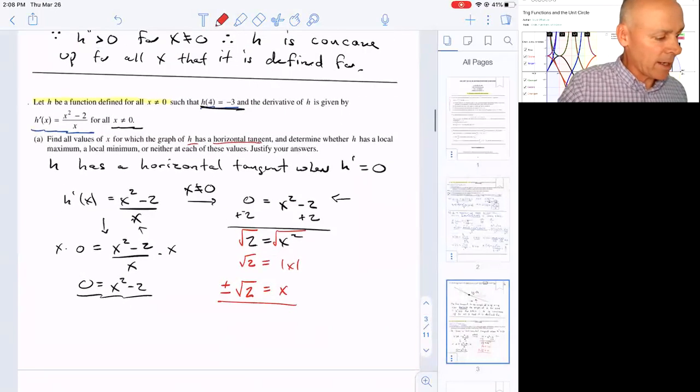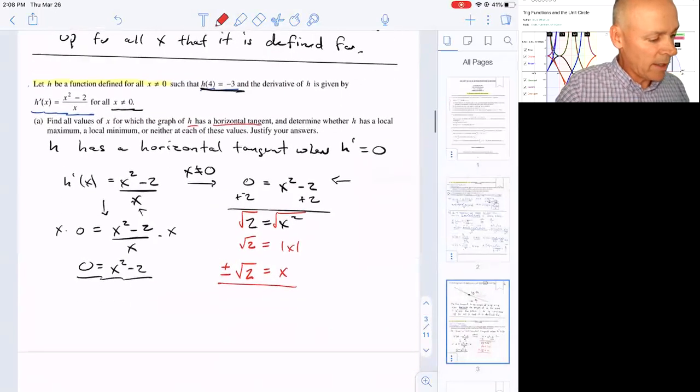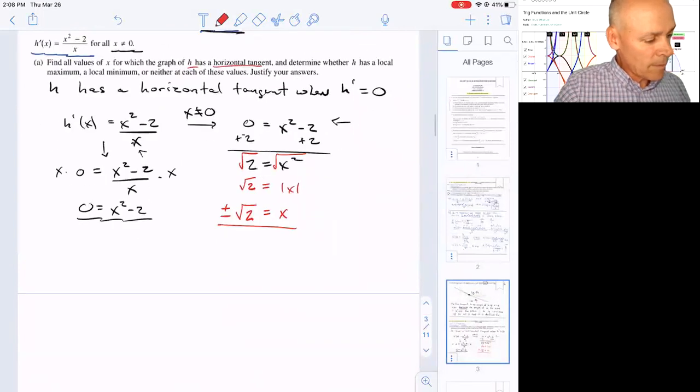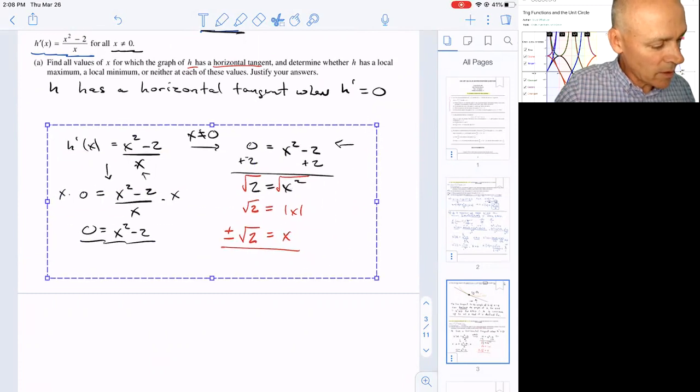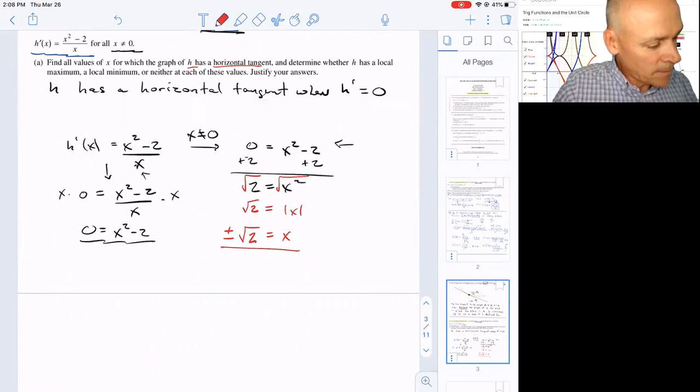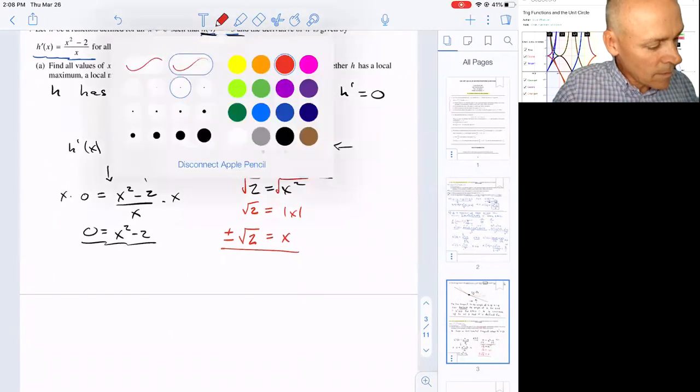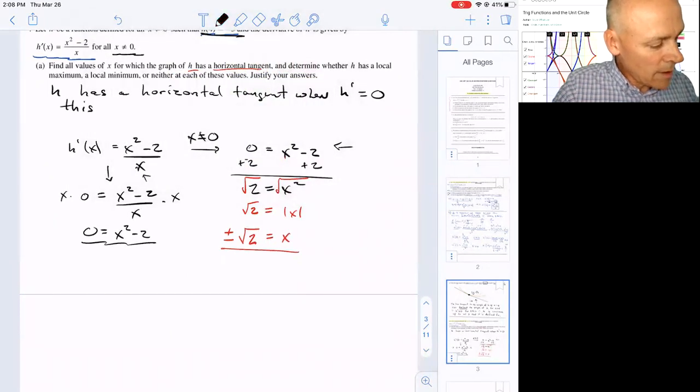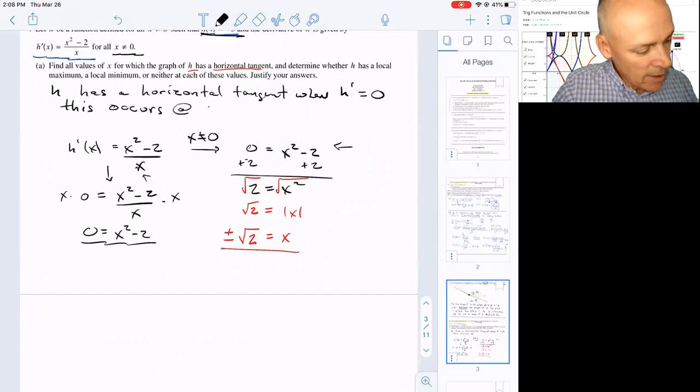Now I'm going to answer the first question. I'm going to say h has a horizontal tangent when h prime is equal to 0. This occurs at x equal root 2 and negative root 2.